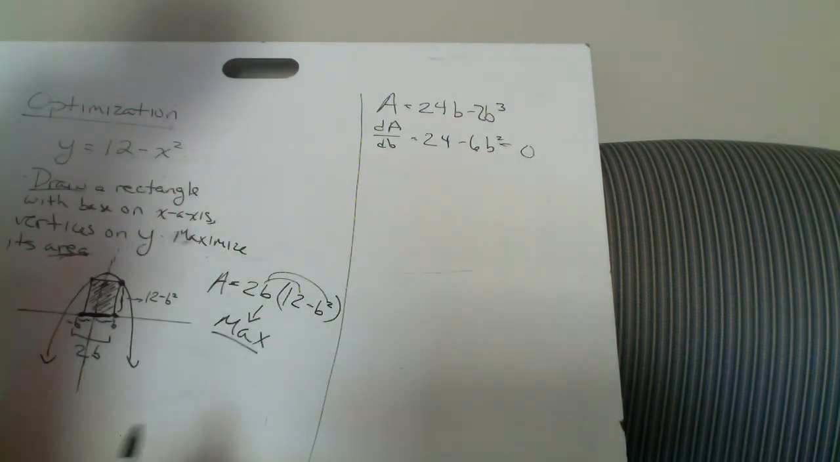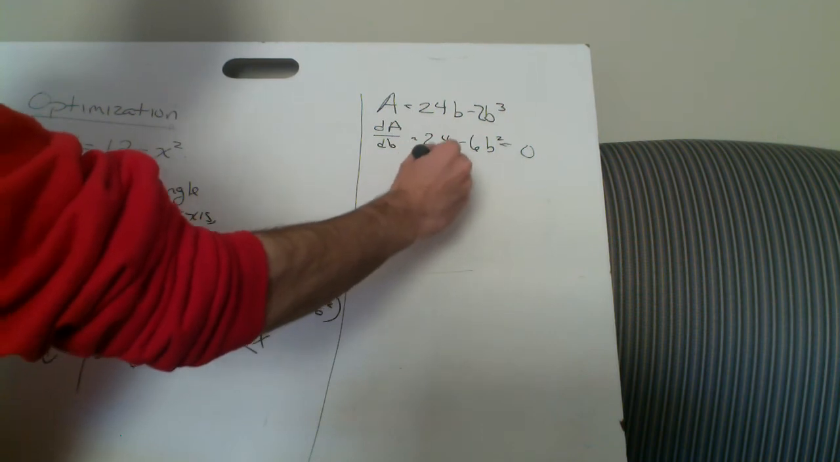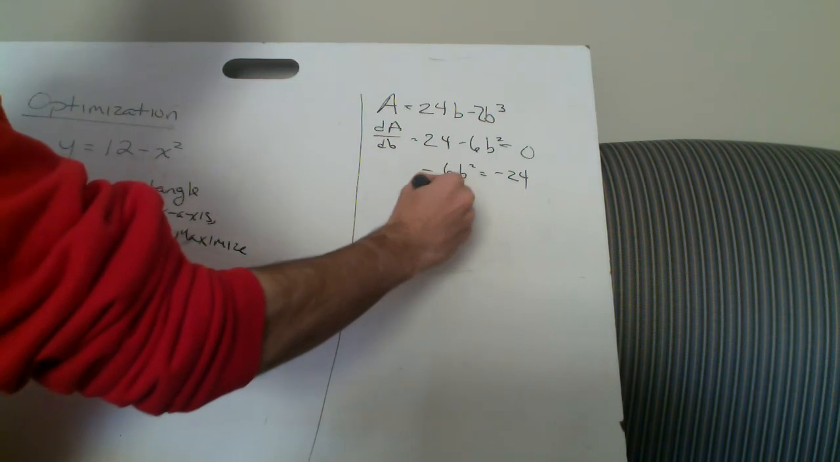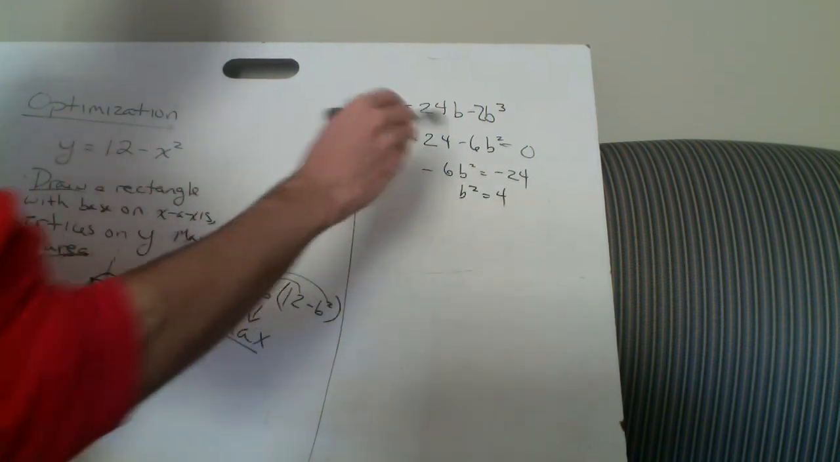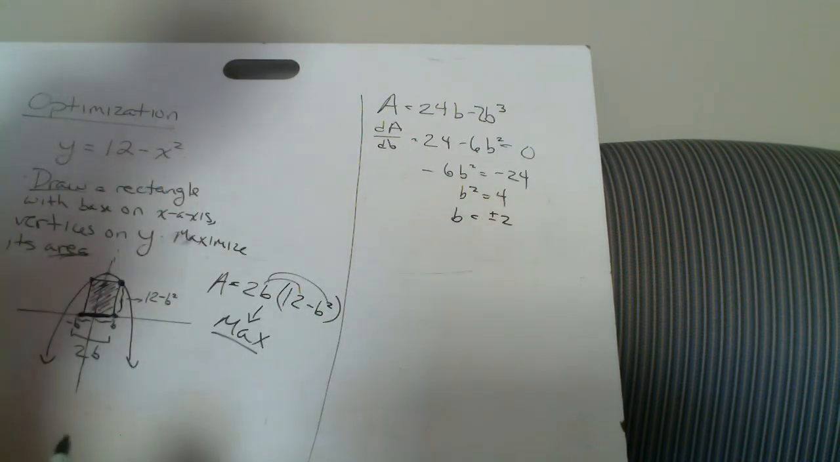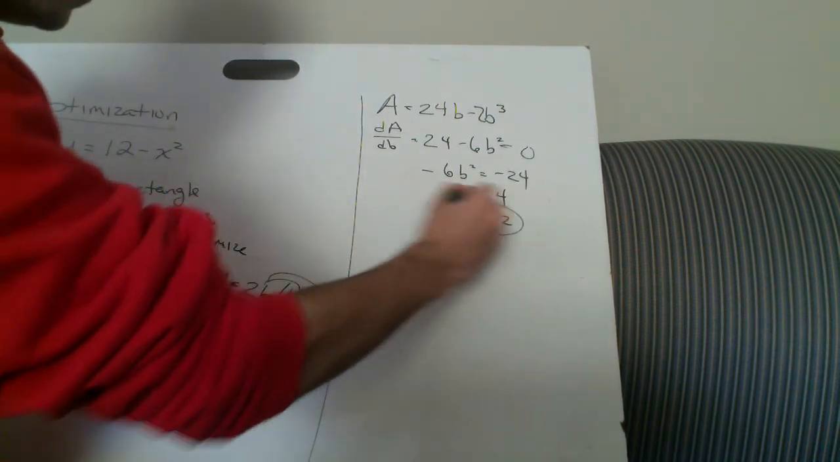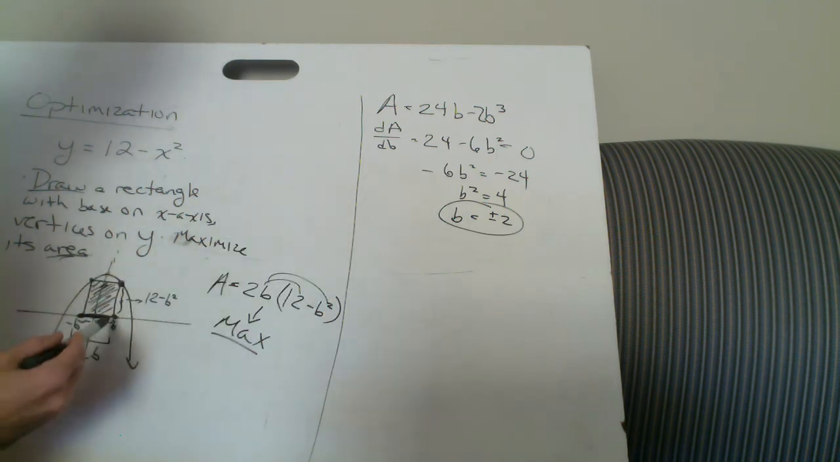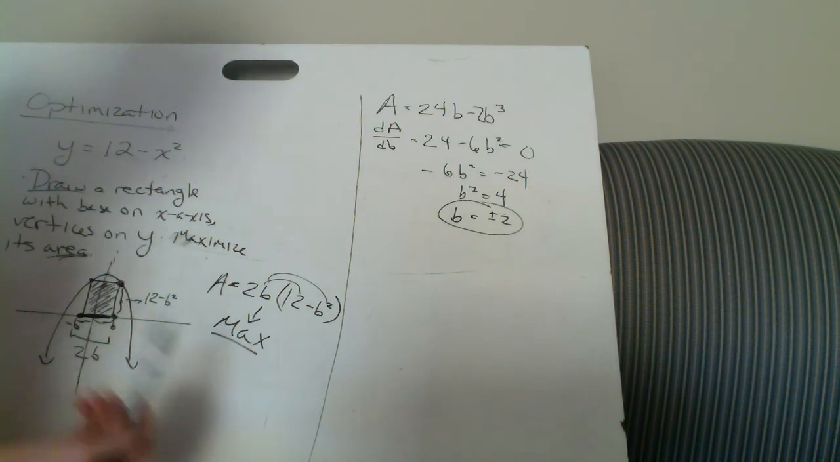And now I want to solve for b, so I'll move the 24 over. Negative 6b squared is equal to negative 24. I'll divide by negative 6, so b squared is 4. And I'll take the square root of both sides, and I'll get b is plus or minus 2. Now, the way that we defined our b is that it represents our x-coordinate here. So plus 2 is actually going to be the same as minus 2, because if I define b to be negative 2, then negative b would be positive 2, and vice versa.